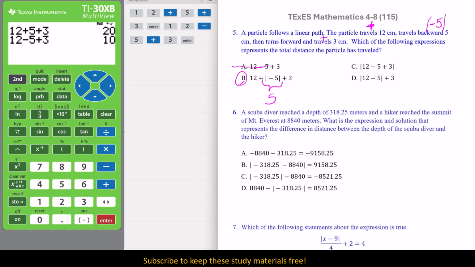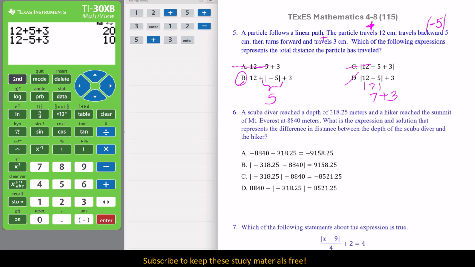And let's look at C. C is the same as A. It's just absolute value in disguise. So that would still be 10. So I disagree with that. So now let's look at D. 12 minus 5 is 7. Well, the absolute value of anything positive is still going to be the positive, and that's just plus 3. So that would be 10. So I'm going to disagree with D and go with B.